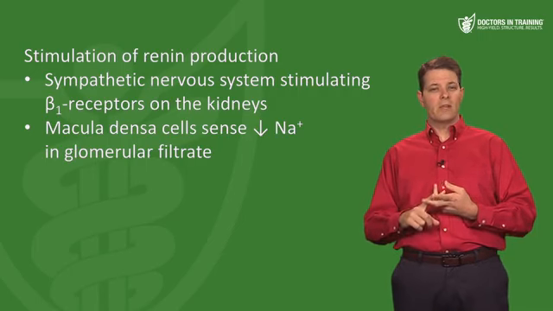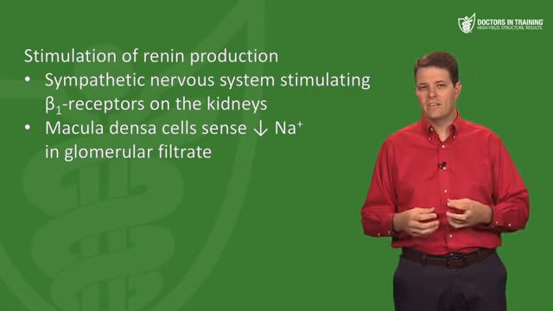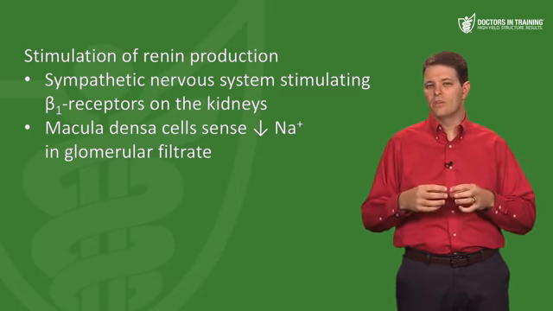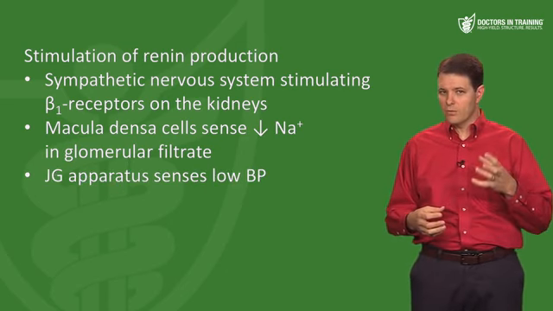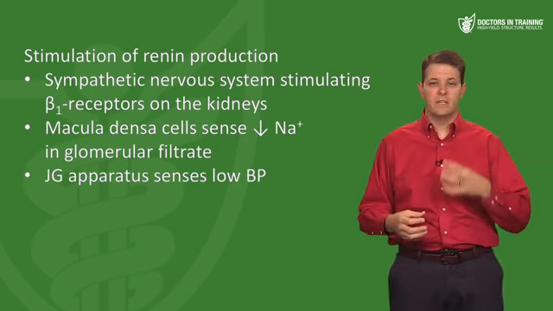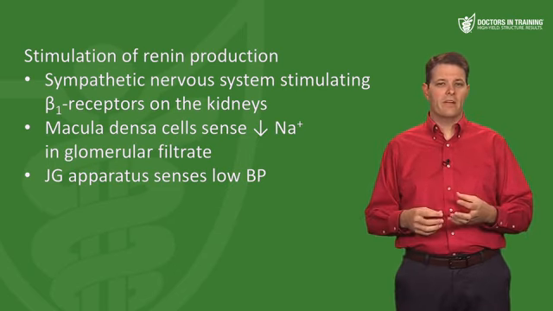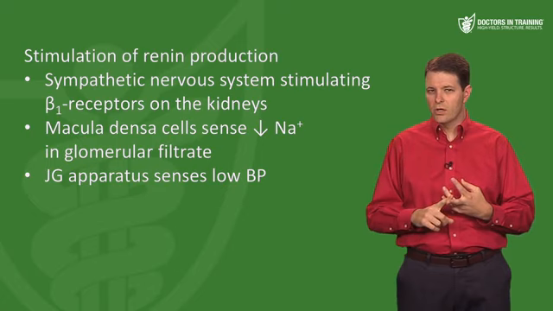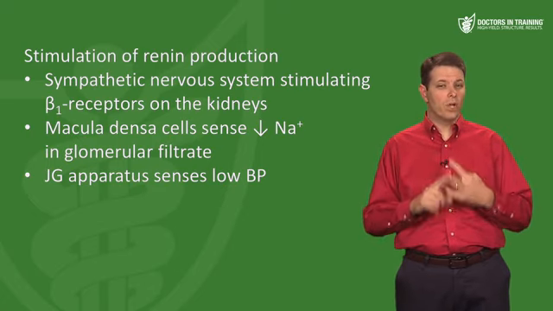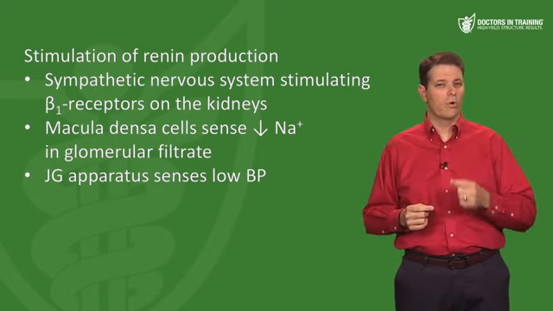A second way to stimulate renin production is that the macula densa cells in the kidney can sense reduced sodium in the glomerular filtrate. And the third way, which is the important one for us right now, talking about CHF and decreased cardiac output, is that the juxtaglomerular apparatus in the kidney senses the blood pressure. When the juxtaglomerular apparatus senses low blood pressure, it tells the kidney to secrete more renin.